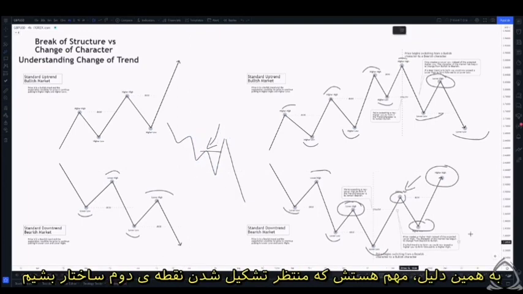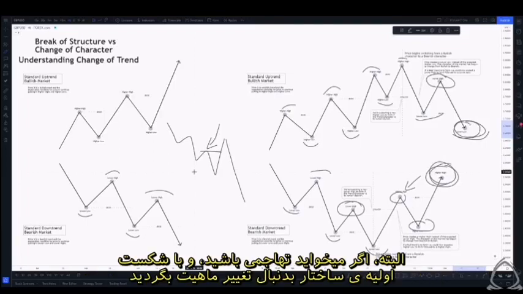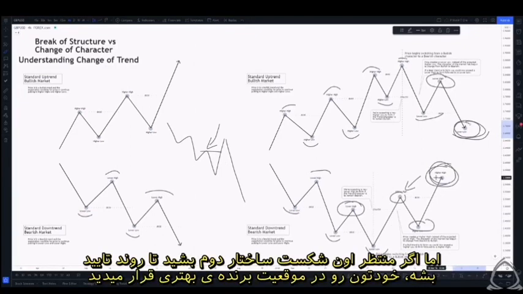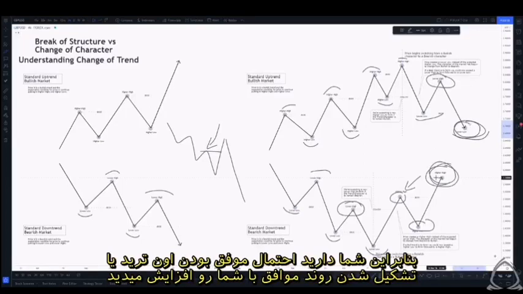And this is why it's so important to wait for that secondary point of structure to be made when you see that change of character, to really validate a trend. Now, of course, if you want to be aggressive and start looking at a change of character on that initial break of structure, you absolutely can. But if you wait for that secondary break of structure to confirm the trend, you're putting yourself in a better position to win. You're waiting for more confirmation. Therefore, you're increasing the overall probability of that trade working out, or that trend starting to actually form in your favor.